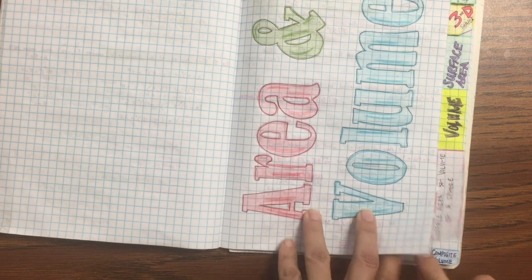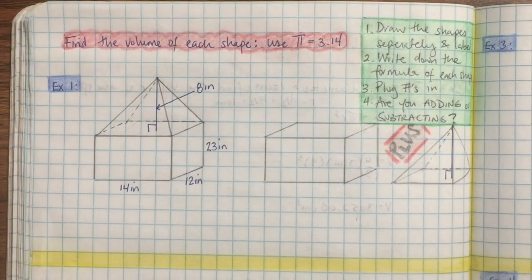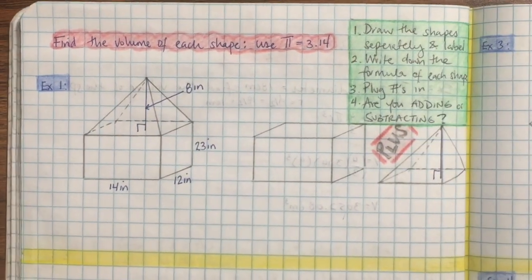Let's look at composite volume part 1. So make a final tab called composite volume. Pause the video, copy this down.